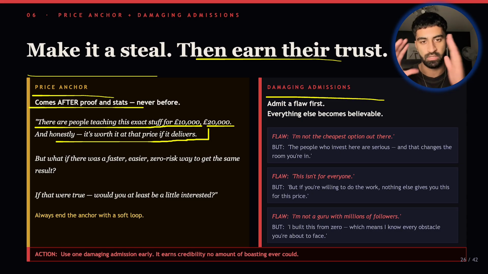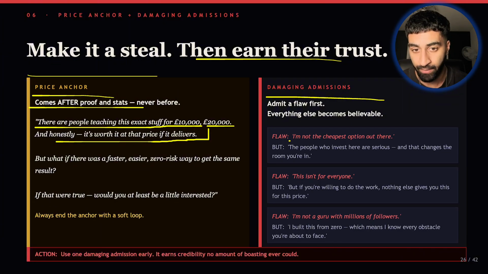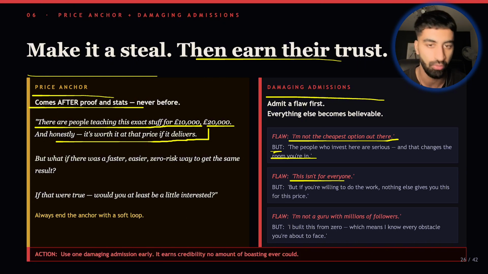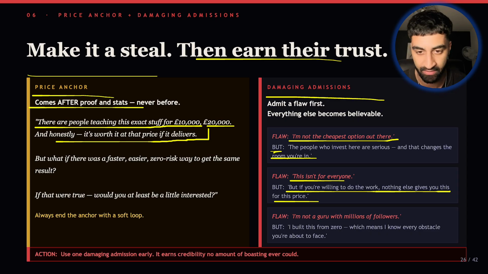So this is the way it works. You say something negative about your own product, say but, then add a positive. For example: I'm not the cheapest option out there, negative, but the people who invest here are serious, and that changes the room you're in. This isn't for everyone, which is negative, but we're switching to positive: if you're willing to do the work, nothing else gives you this for this price.